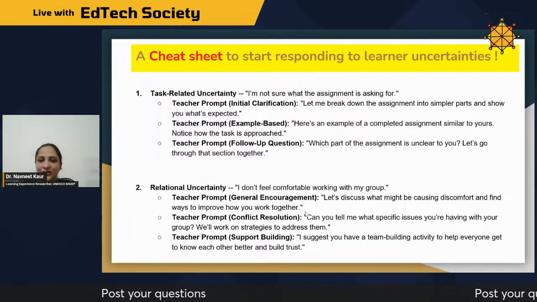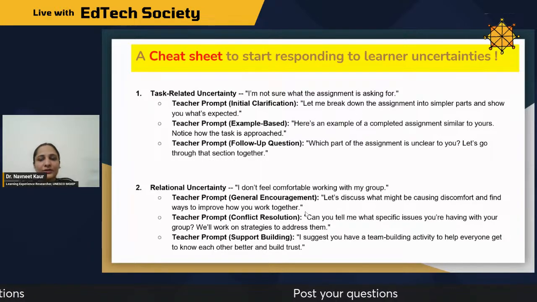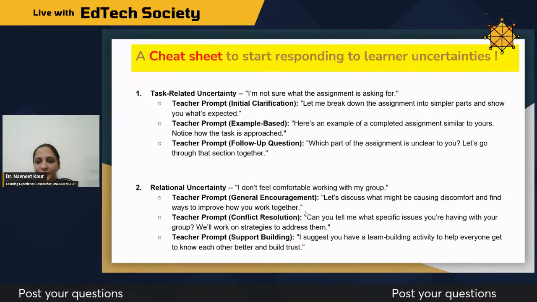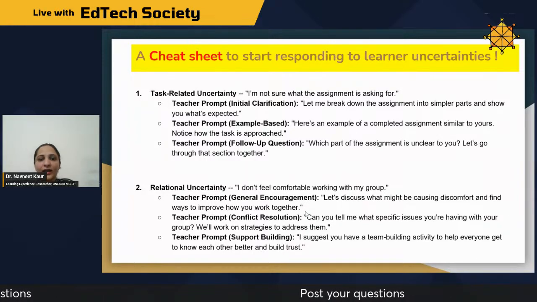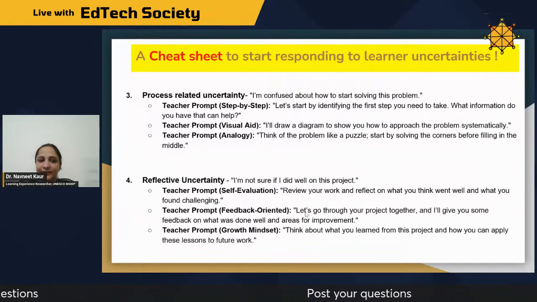So, this is a cheat sheet that I just prepared, which can help you to start responding to the specific types of uncertainties that learners can experience. You can visit them afterwards when you revisit the talk, and you can use them to maybe make your own prompts that are relevant to your own situations.